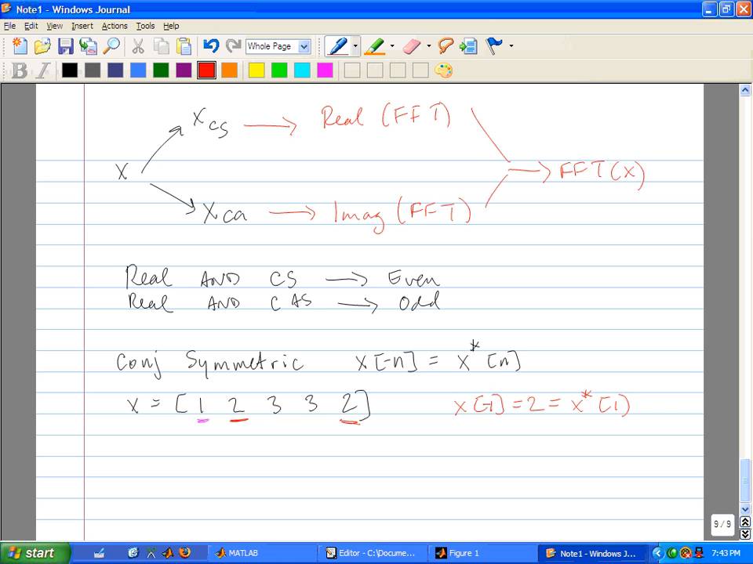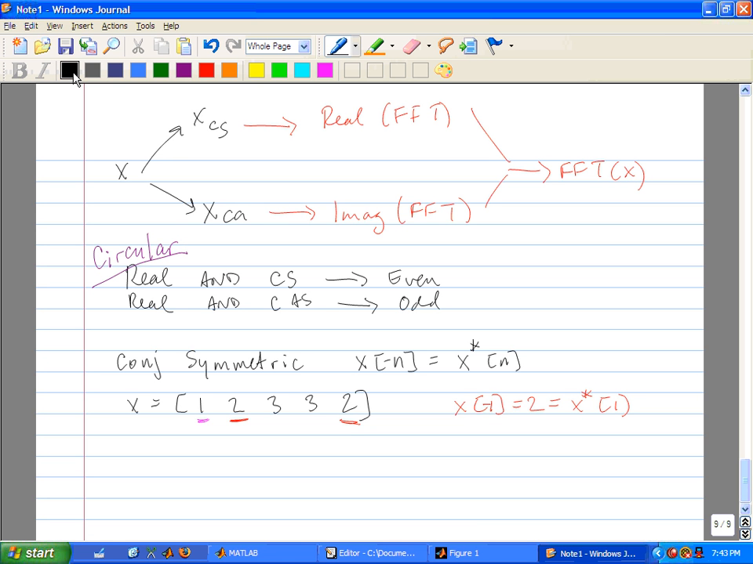Are you discussing the circular conjugate symmetry? Yes. Oh, okay. Right, so all of this applies to circular. I'm sorry, that was important. I should have been more clear about that.